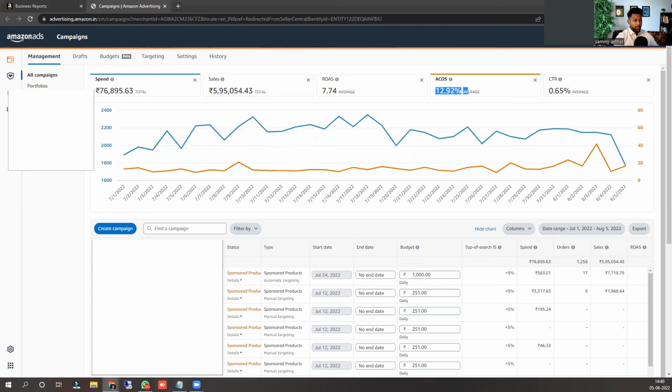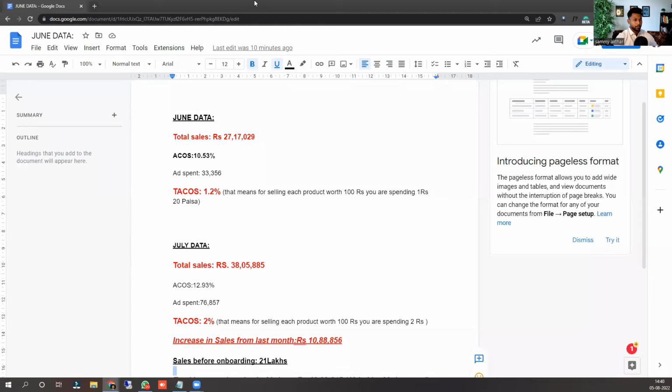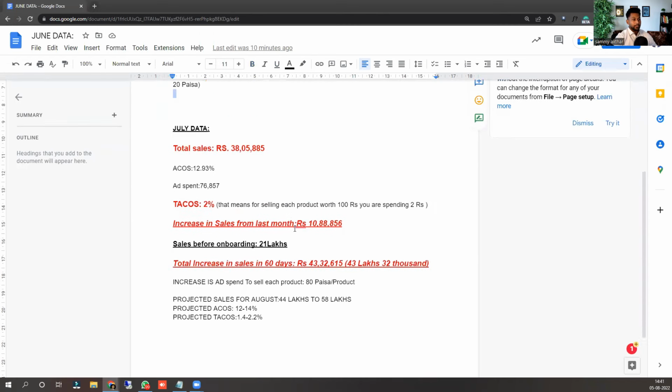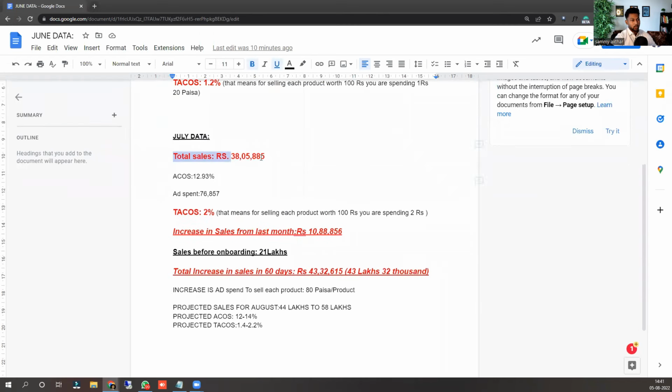Now, if I show you the reports for this account, hope you can see the data. In the month of June, the total sales were around 27 lakh 17,000 rupees, where the ACOS was around 10.53%. The ad spend was 33,356. So the TACOS for June was around 1.2%. That means for every product they were selling worth 100 rupees, they were spending 1 rupee 20 paise only to sell that product. Again, if I come to the July report, they have generated total sales of around 38 lakhs 5,000 rupees.